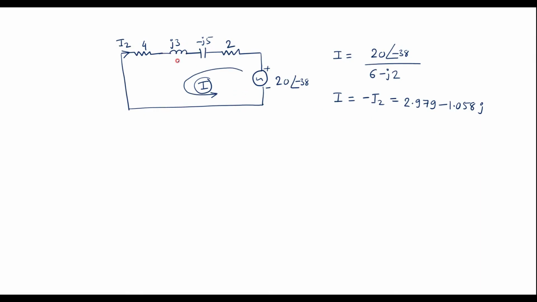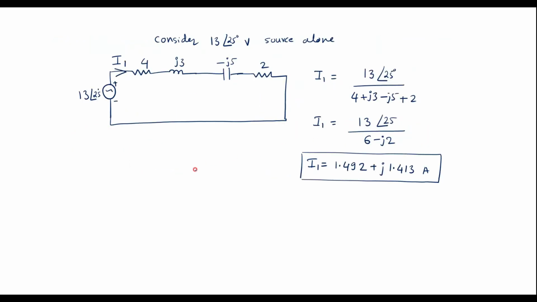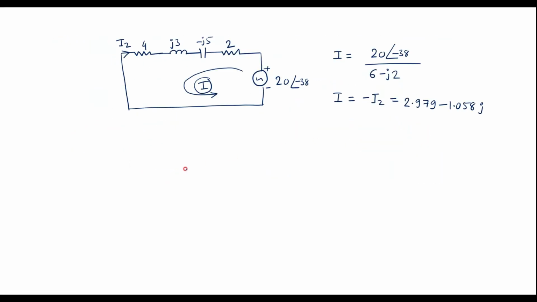So thus we have calculated the current I2. Now the last part is, we are supposed to consider current source alone, keeping both voltage sources short circuited. Let me draw the circuit now. So now consider current source alone, so that I can redraw the circuit.